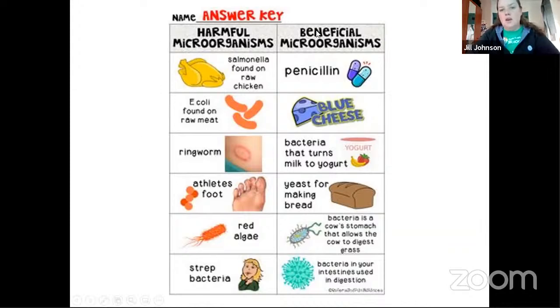But on the other side here, we have all of these beneficial microorganisms. So the antibiotic penicillin is made by a fungus. Blue cheese is delicious, and that's got a fungus in it as well. And we mentioned before the bacteria that turn milk into yogurt. Those are really good for us. And there's similar bacteria that live in your intestines and that help you digest your food. So it's really good to have these bacteria. And a lot of the good bacteria that are in yogurt actually help our digestive systems work a little bit better as well. And then finally, we talked about yeast for making bread.